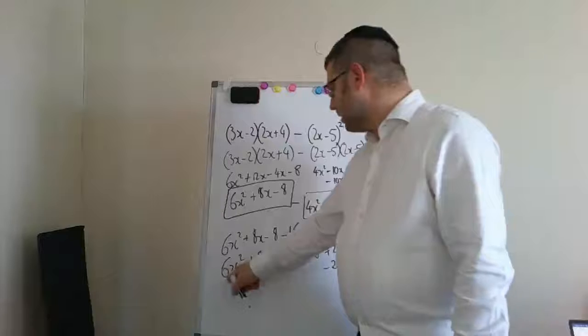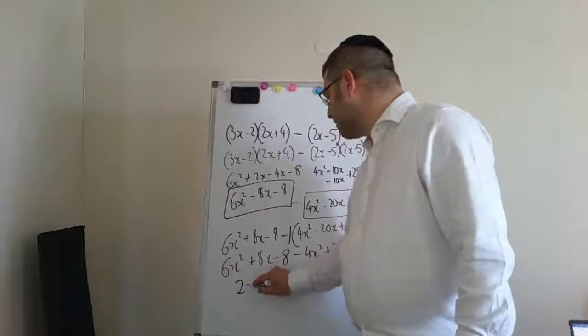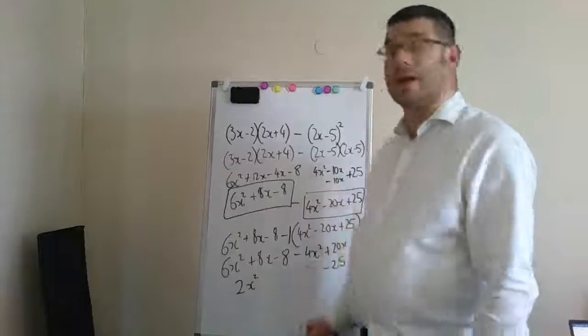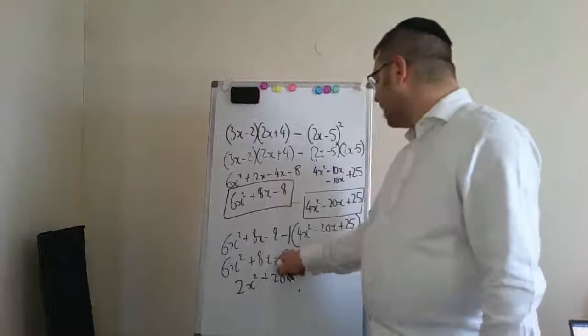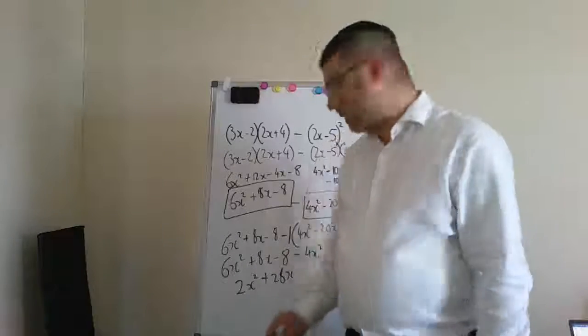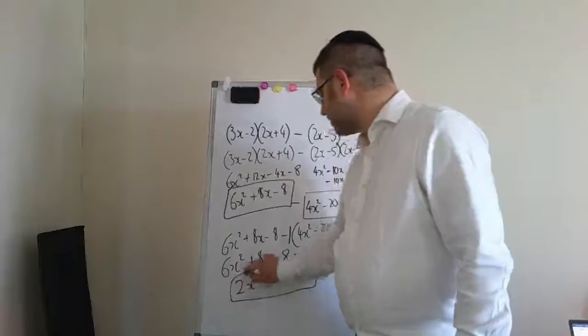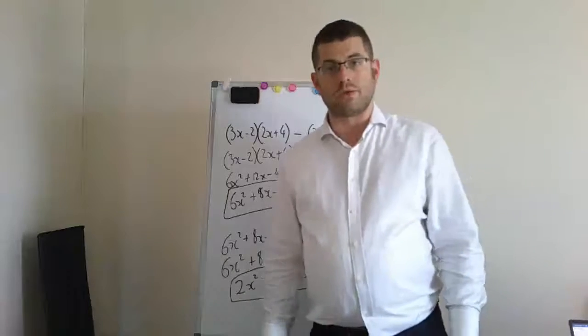And finally, put like terms together. 6x squared minus 4x squared would be 2x squared, plus 8x and another plus 20x is plus 28x, minus 8 minus 25 is minus 33. So that's the final answer, 2x squared plus 28x minus 33.